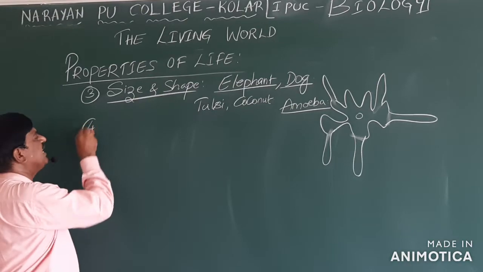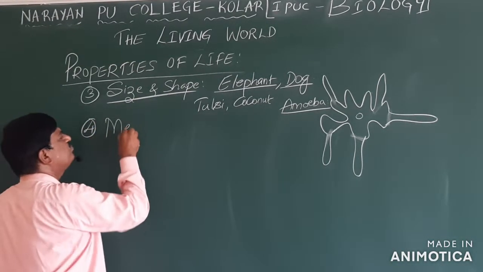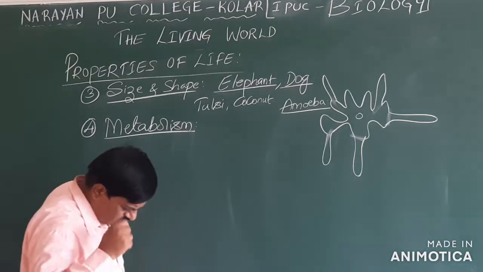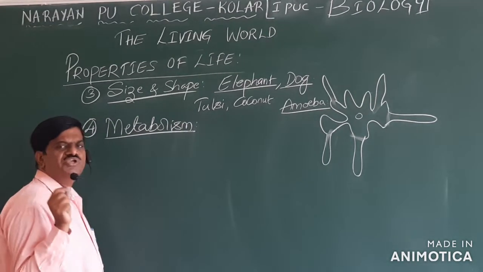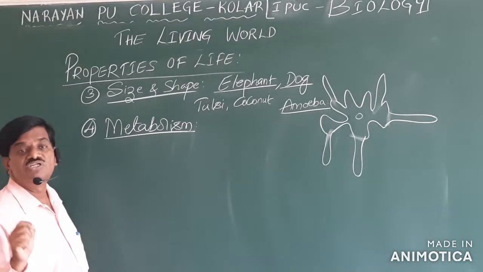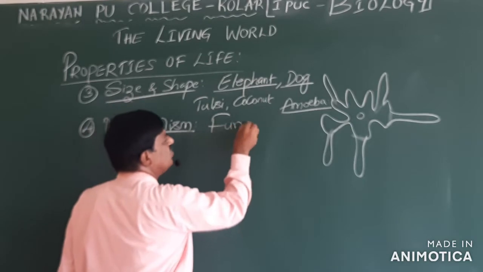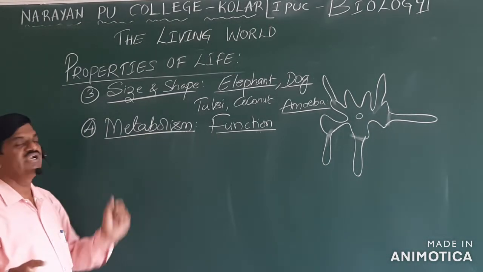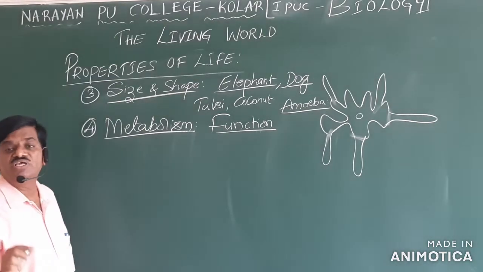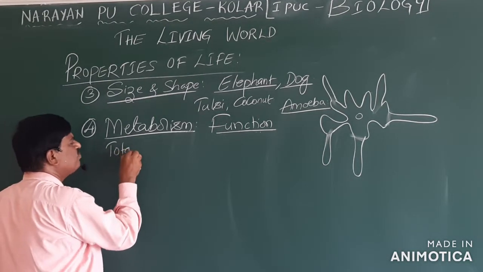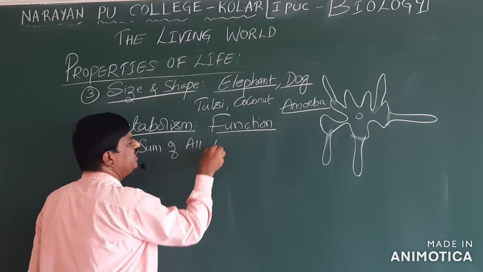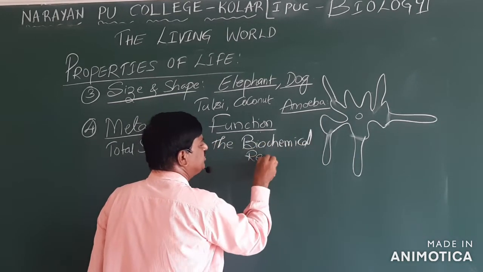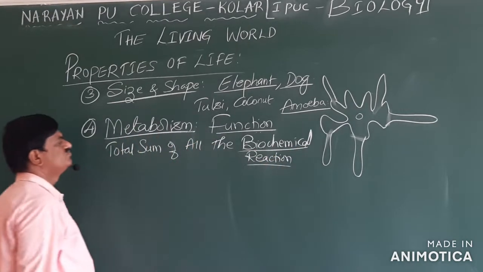Now we go for the next character, metabolism. We know that all living organisms, animal or plant, which is living, must and should have metabolism. In simple words, metabolism is nothing but functions. Our functions of an organ or organism are usually called metabolism. Metabolism is defined as the total sum of all the biochemical reactions. All the biochemical reactions taking place in an organism are called metabolism.